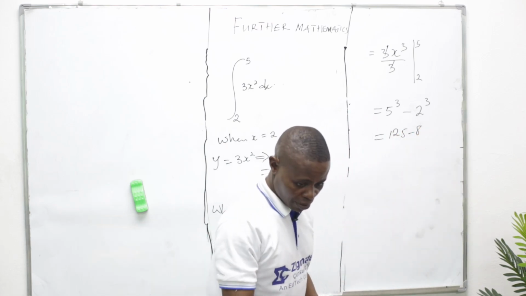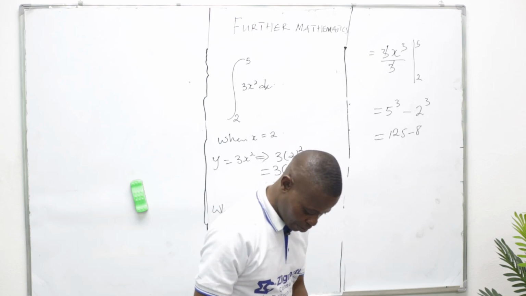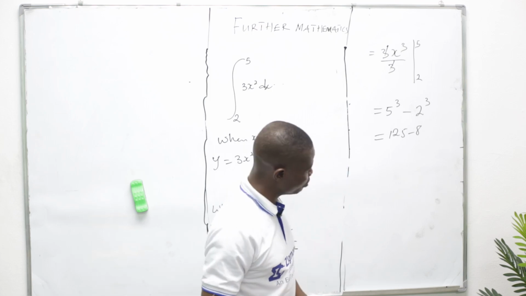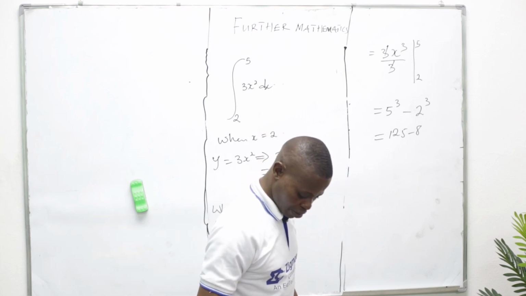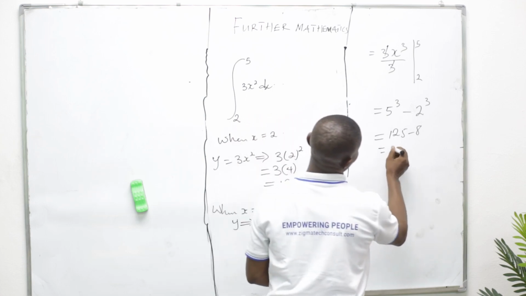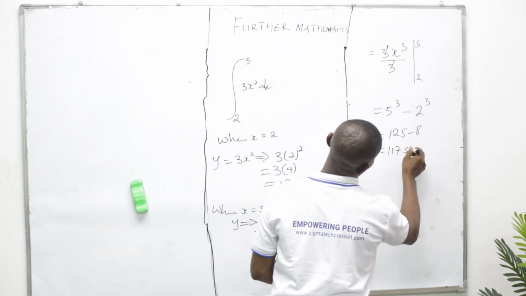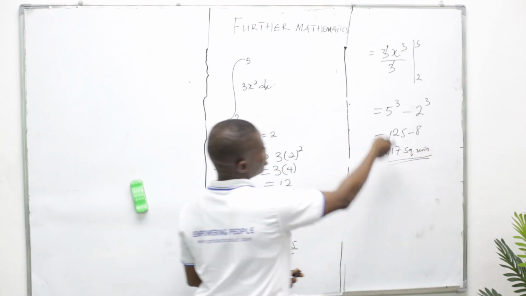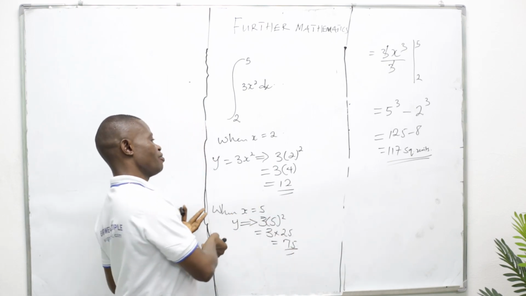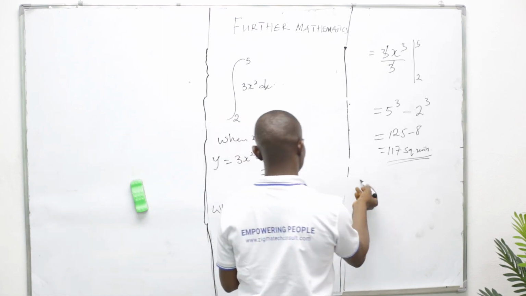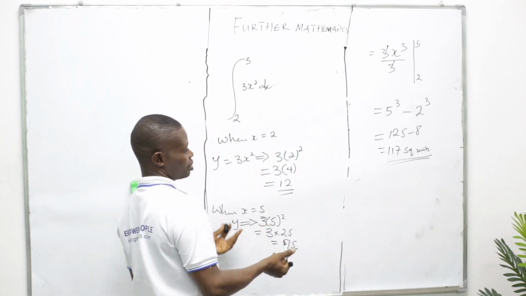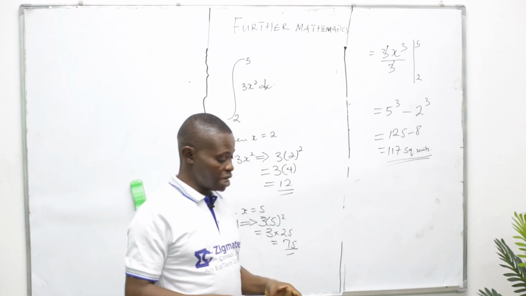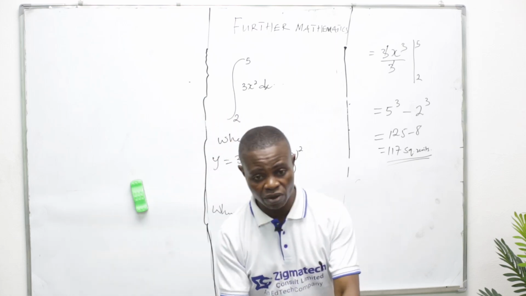Let's check first through our calculator. 5 power 3 equals 125 minus 8. So 117 square units. So this is the area under the curve. Now if I want to sketch this, you sketch it. Though they didn't say we should draw, bear it in mind, you must learn how to sketch. Maybe let's look at another question.